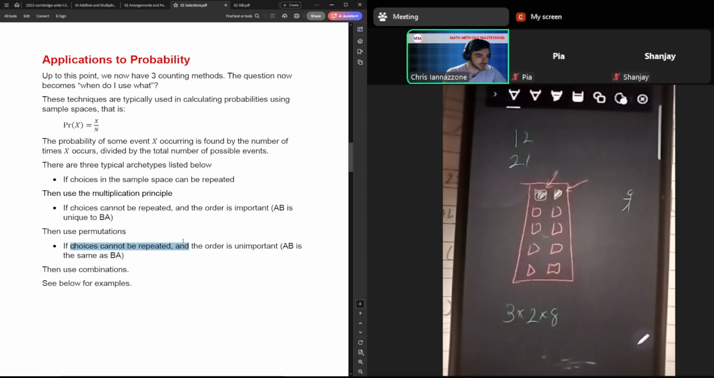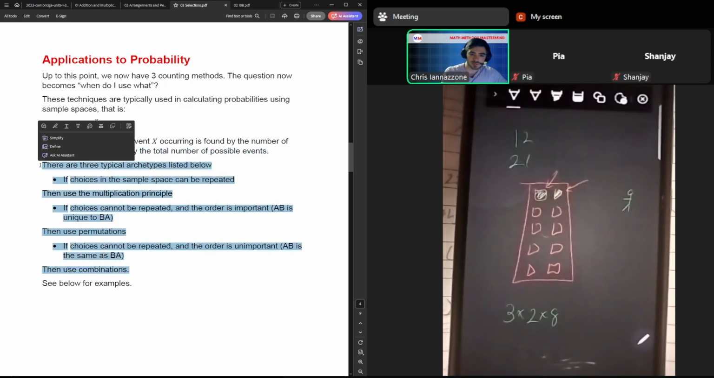Then if the choices cannot be repeated and the order doesn't matter, so if you have a team of Kath and Kim, that is the same as Kim and Kath, that order doesn't matter, it's the same thing, then you're using combinations, which we just did here, or selections. Those mean the same thing, combinations or selections. That's the framework that you use to decide which counting method to use: arrangements, permutations, or selections.